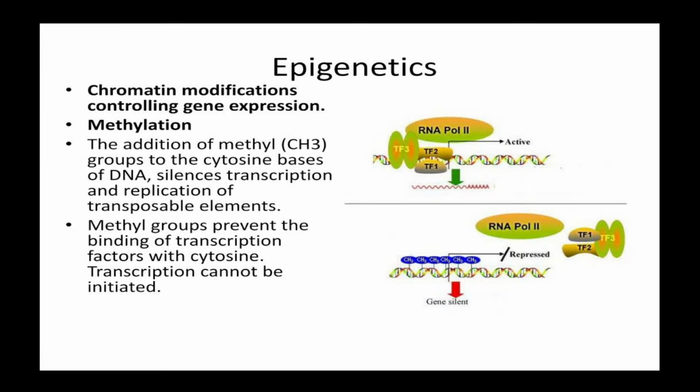The other way of regulation of gene expression is methylation. This is addition of a methyl group, CH3, to the cytosine bases of DNA. It silences transcription and replication of transposable elements. Methyl groups prevent the binding of transcription factors with cytosine. Transcription cannot be initiated, so methylation prevents the transcription of this gene.